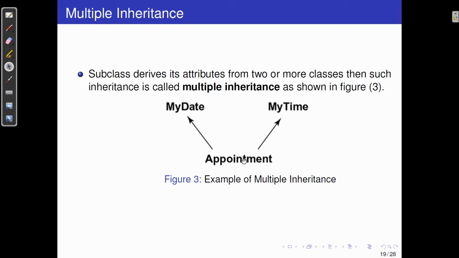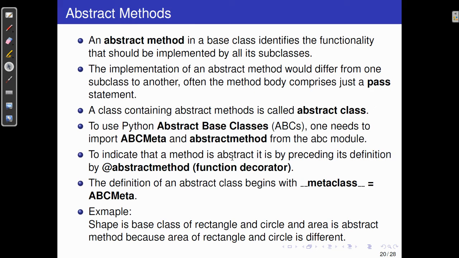Like we will define a class appointment. This appointment will use my date class and my time class both. Okay, so it will actually derive its attributes from my date and my time both. Like appointment you want to fix, so which date and which time. So my time is one class we will define, and my date is another class, and appointment will use the attributes from both the classes. So that is an example of multiple inheritance. So before that, we can see the example.